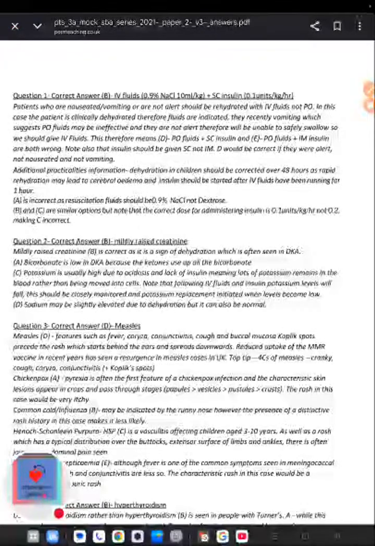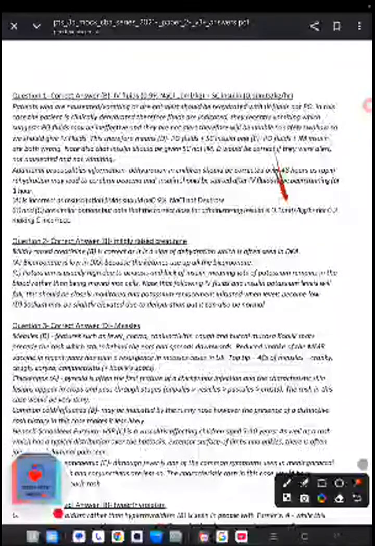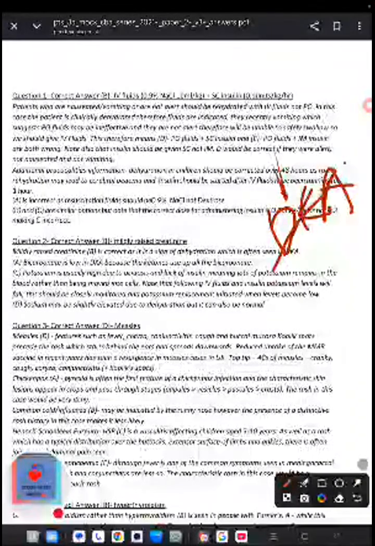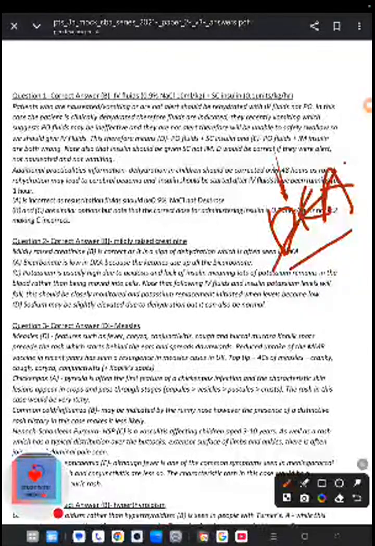So we are talking about the management of DKA. DKA is nothing but diabetic ketoacidosis. What happens? The sugar levels are more than 250. In DKA, there is high anion gap metabolic acidosis, and also ketone bodies are present in the urine, and there's a fruity odor from the mouth. Okay, so this is DKA.